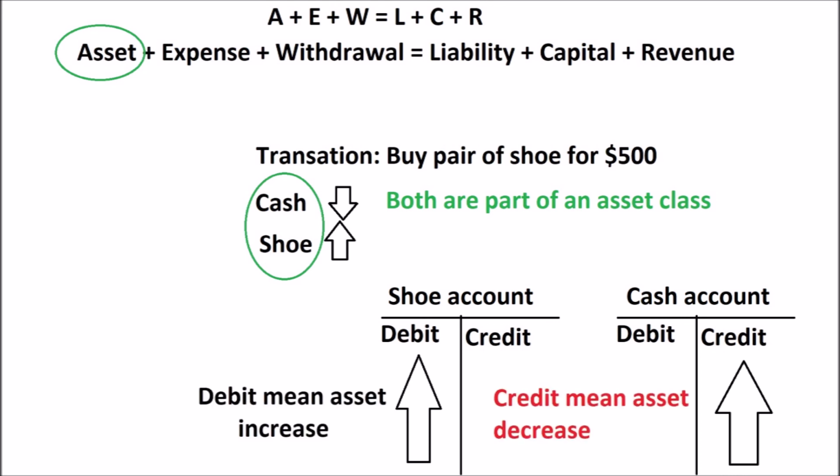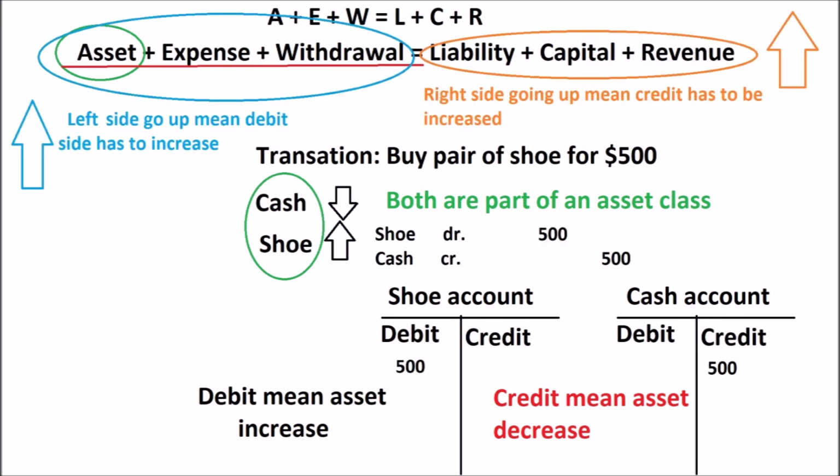Now the question is, how do we show this in an accounting entry? What we do is we increase the debit side of your new asset, which is shoes, and we also increase the credit side of your previous asset, which is cash. That way, both of these accounts cancel each other out. And as you can see, the net balance after this transaction is 0. This is what we call double entry accounting.